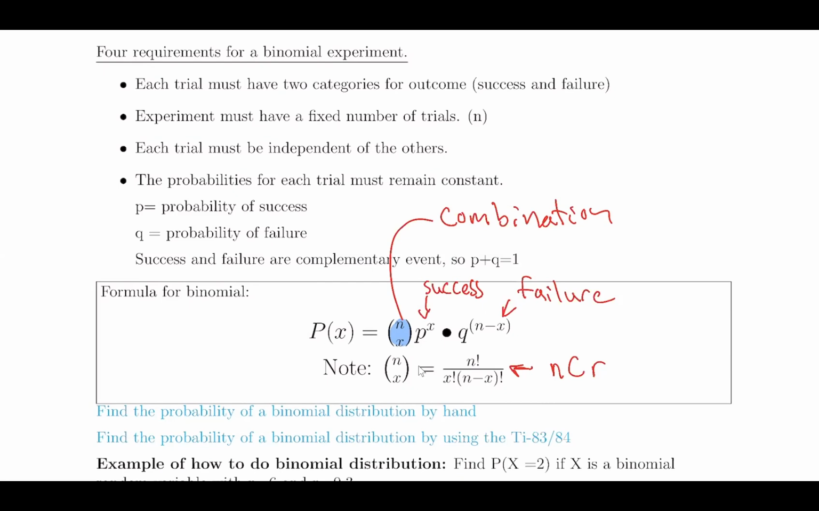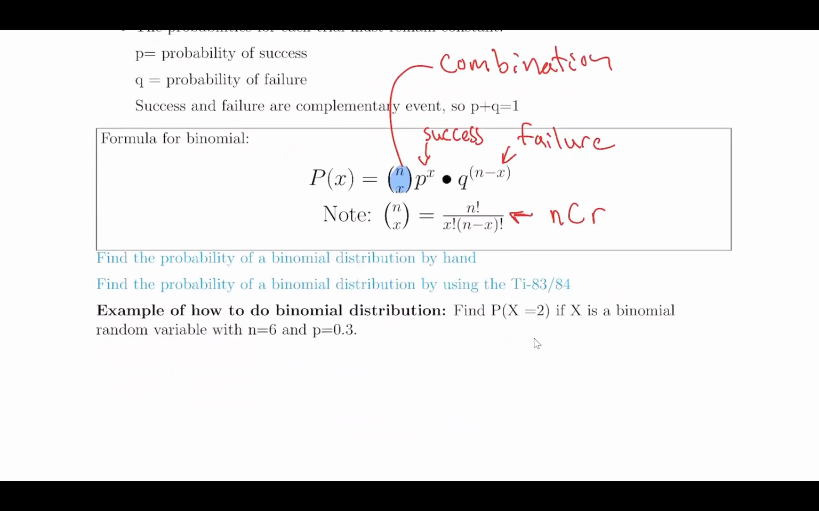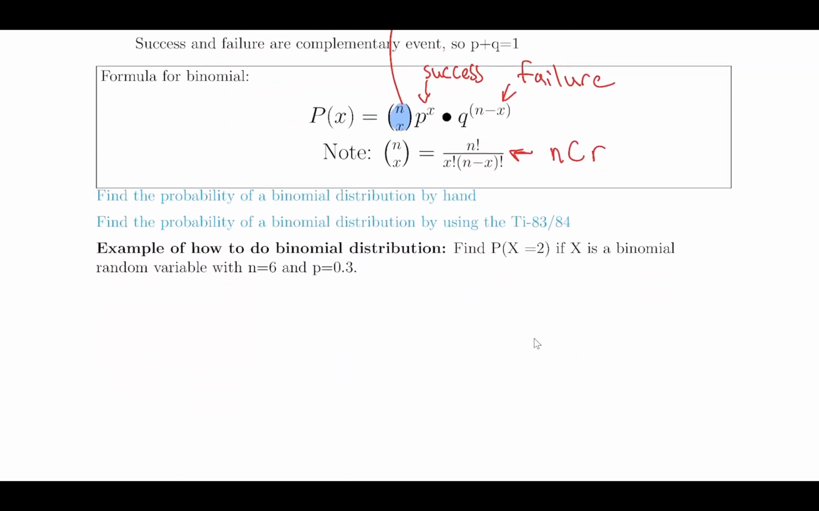All right. So let's go ahead and actually do a problem. For this problem, I already gave you everything. If you look right here, it says probability x is equal to 2. So that means I know x is equal to 2. And I already told you n is equal to 6, p is equal to 0.3. So everything is given to us so that we can calculate it. Let's go ahead and calculate it.